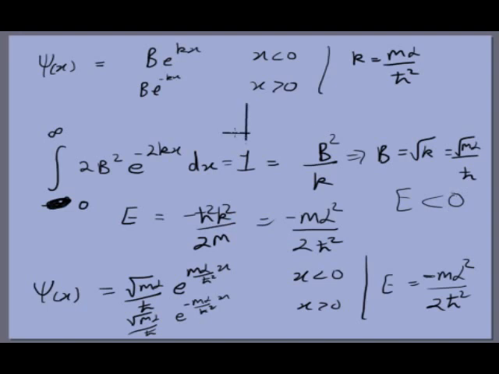The graph would look something like this, which means the highest probability would be finding the particle near x equal to 0, and there would be a 0 probability of finding it very far away from the origin.